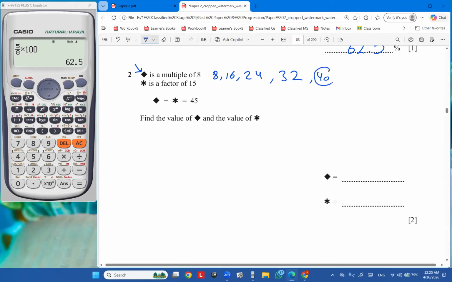But wait, let's stop over here. You should notice that definitely this one is going to become a 40, and the other one, which is a factor of 15, is going to be a 5. So this is 40, this is 5. The 40 is a multiple of 8, and the factor of 15 is going to be a 5. Adding them up is going to give you that 45.